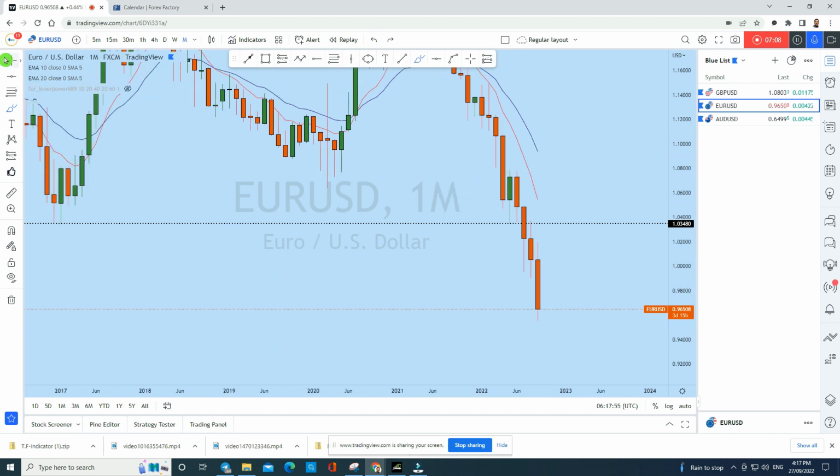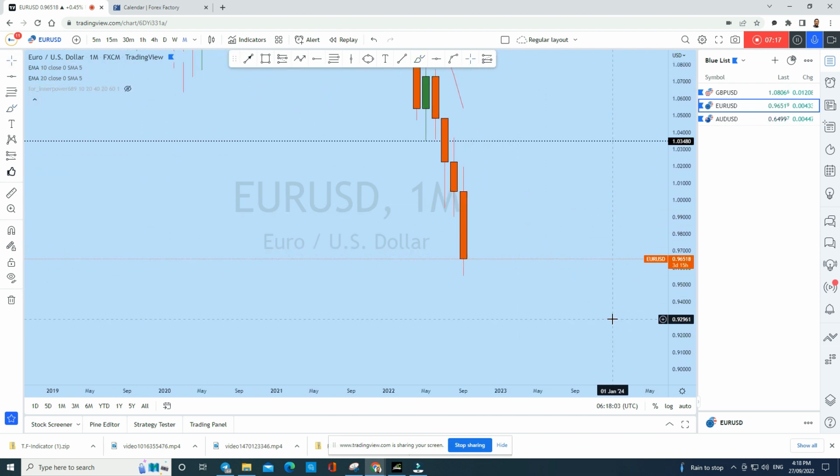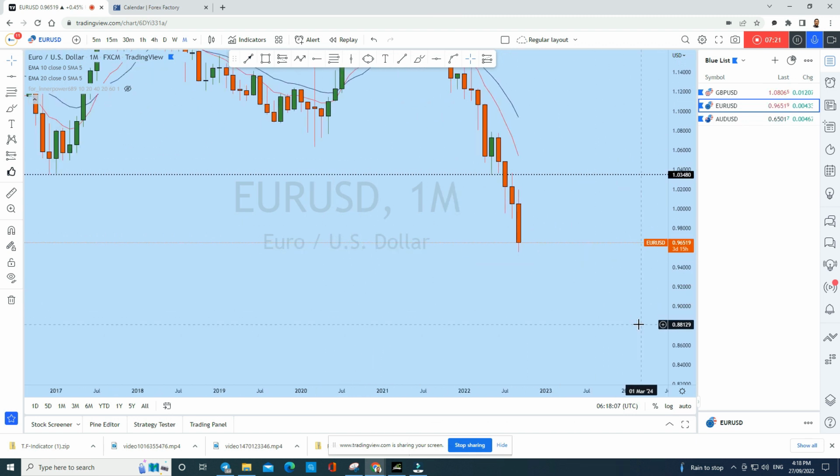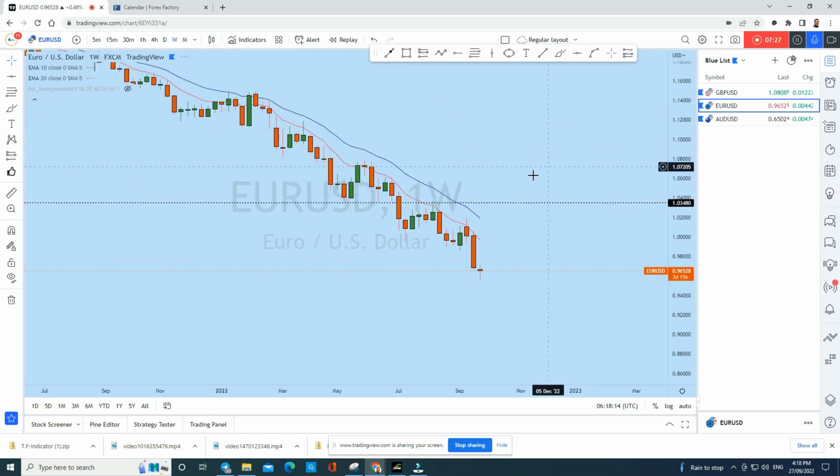At this point, what I think is that the price, as I mentioned in Aussie dollar, in euro dollar as well, we could have another wave of drop on this one, as this is a strongly falling market. What is falling is likely to fall. That's the law of trading. Now let's look at weekly perspective.